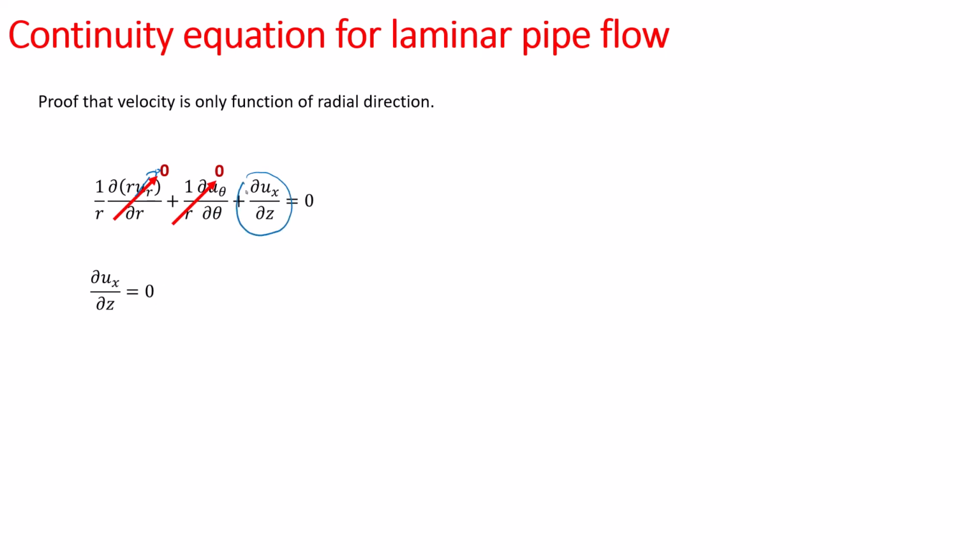So this shows the value is 0. This means that this ux, sorry, this should be written as x. So ux is not a function of the axial coordinate, because the derivative is 0. So this means that the velocity will only be a function of the radial coordinate. This simply tells us this thing. Okay.